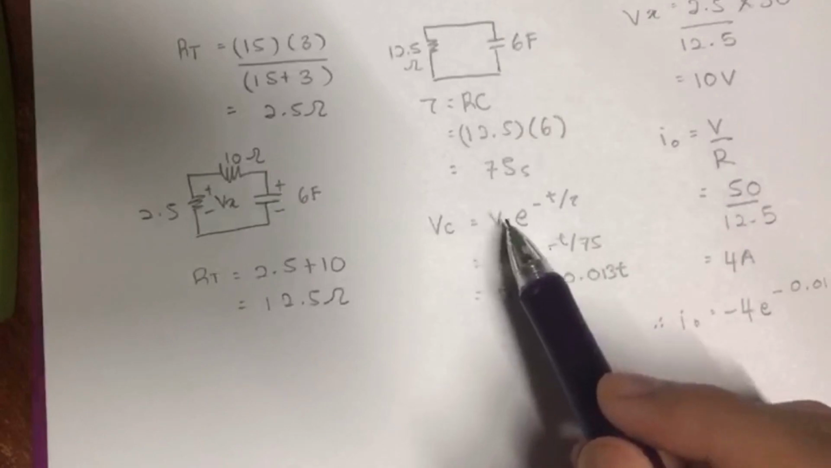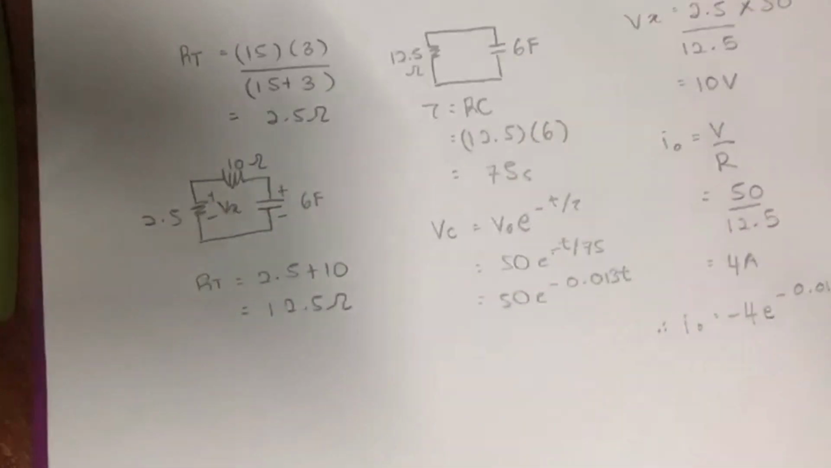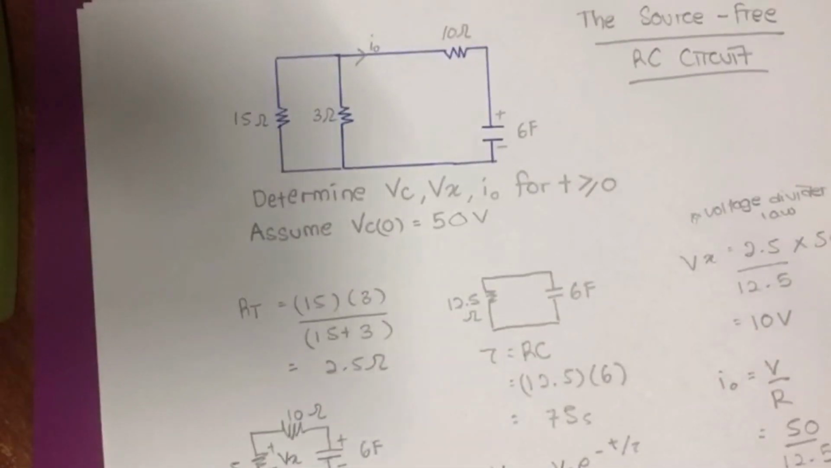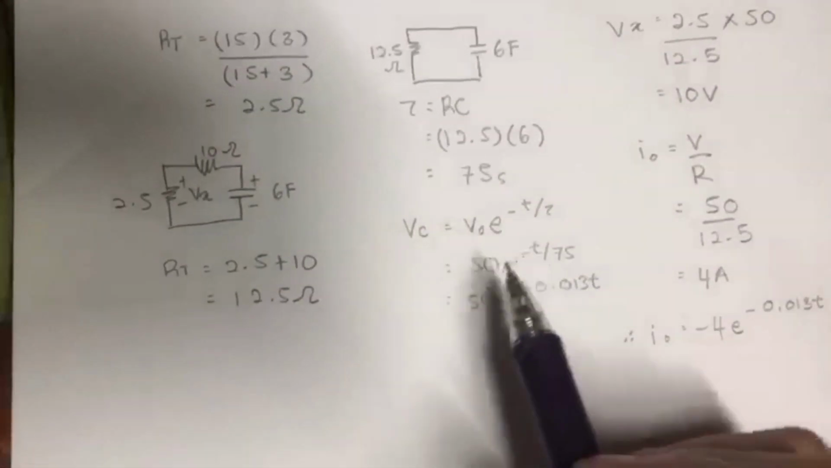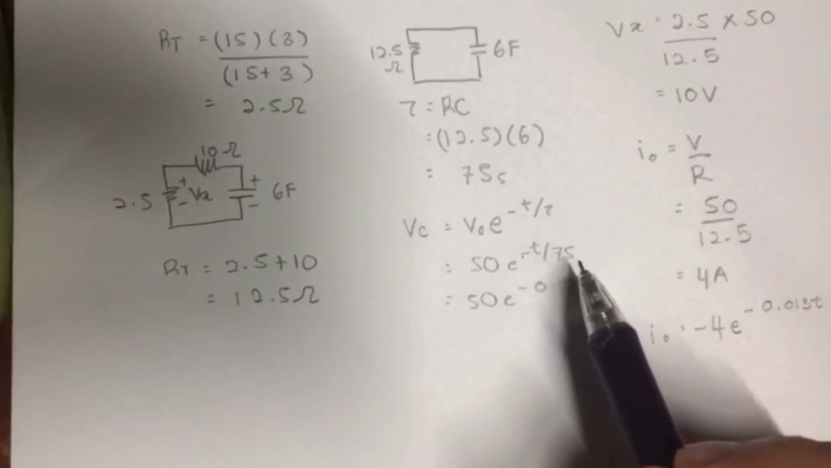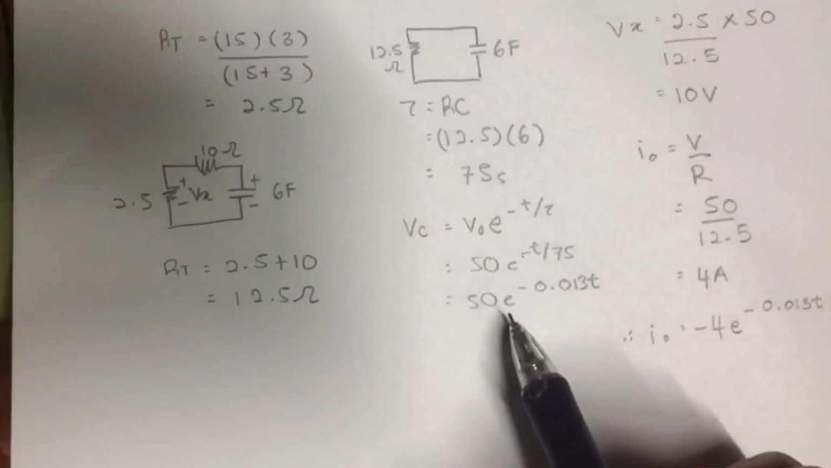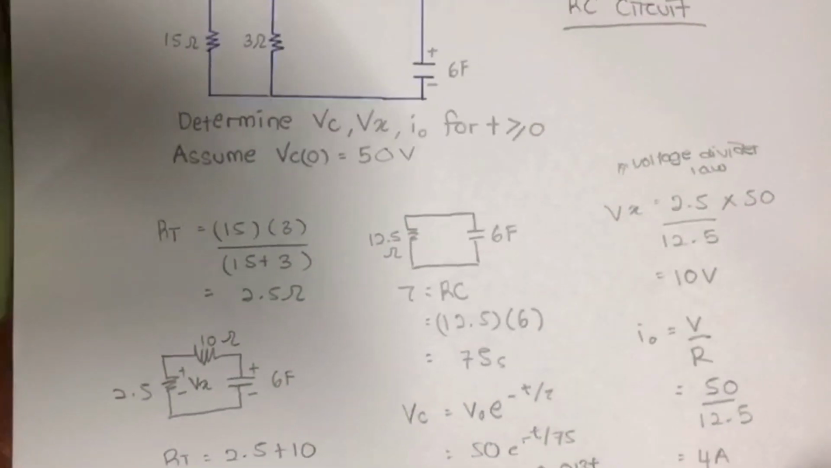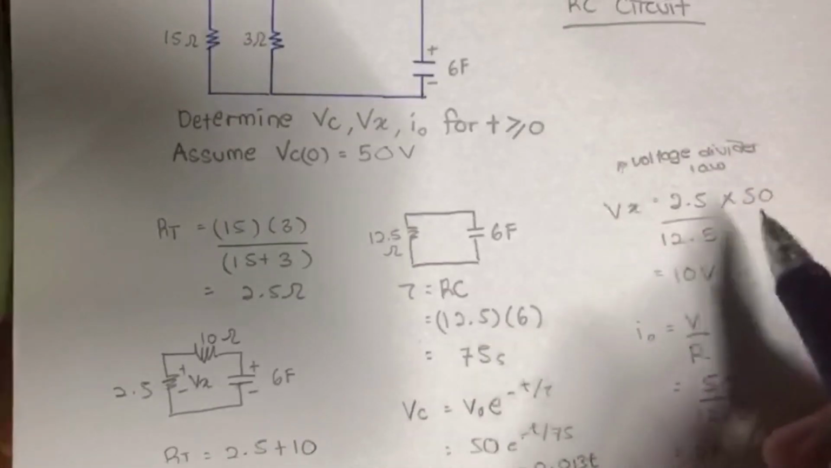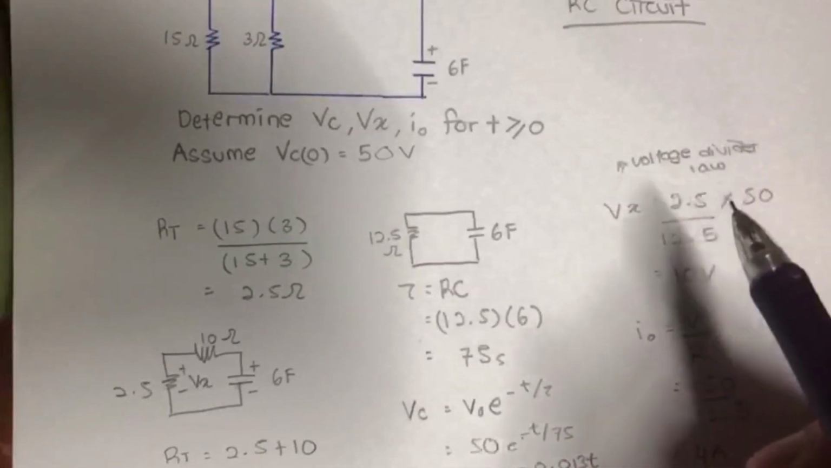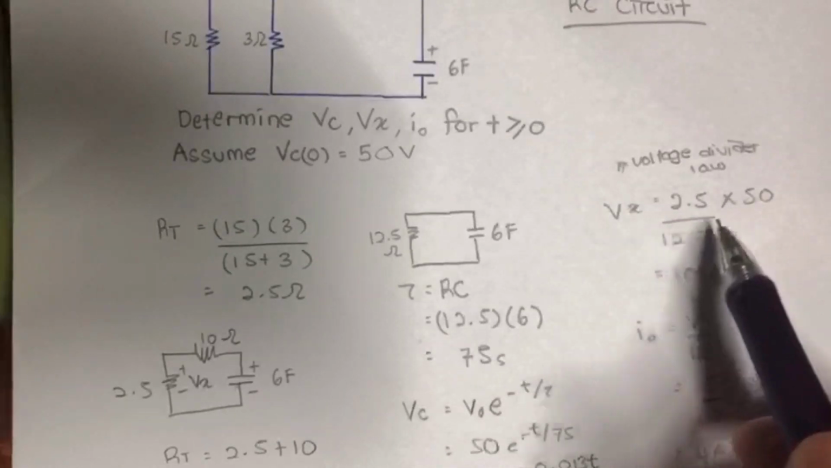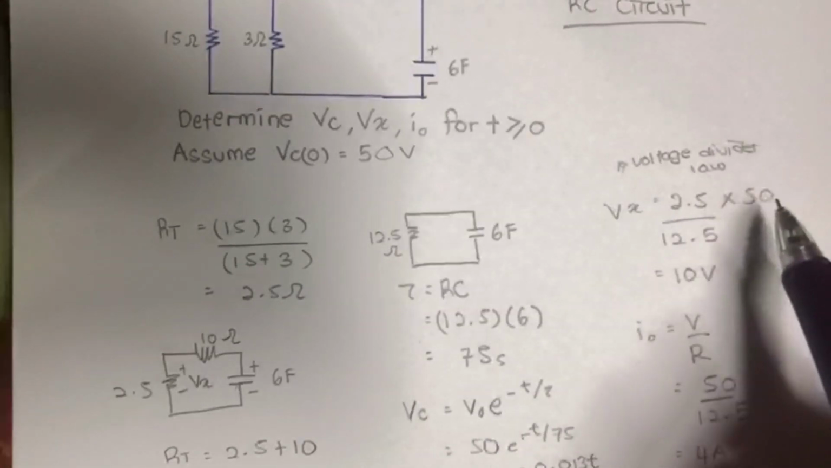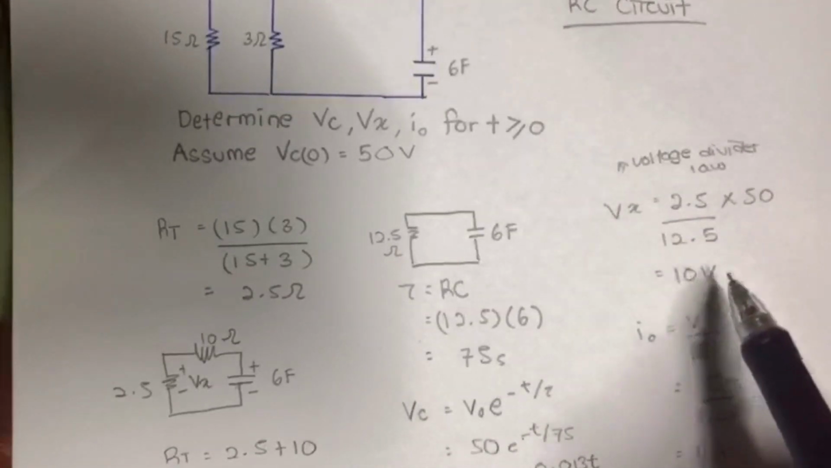Where do we get this V naught? The V naught is from the question, which asks us to assume VC equals 50. So this is 50 e to the power of negative t over 75, so 50 e to the power of negative 0.013t. After that, we can find Vx using the voltage divider law. So we get 2.5 over 12.5 times the VC of 50, and we get 10 V.